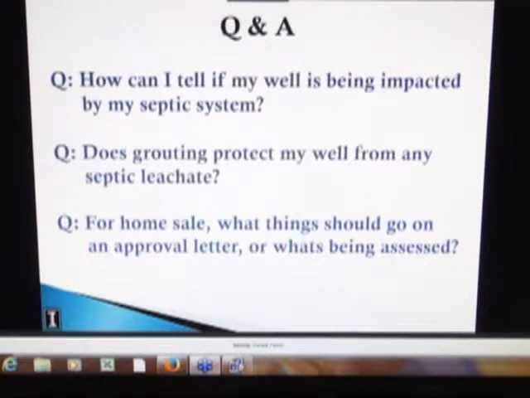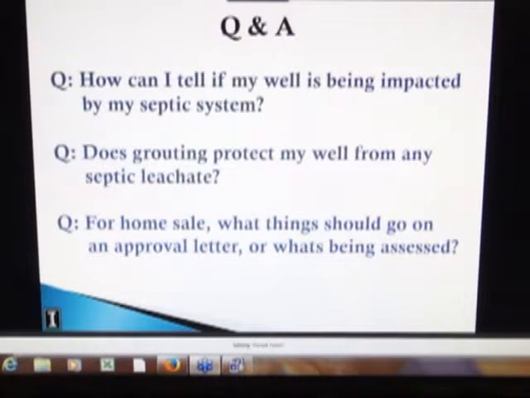So in our local area, the inspector, me as the inspector, I don't actually pass or fail the system. What I do is write a report on the system. So the local health department, based on my report, they determine whether the system passes or fails inspection.